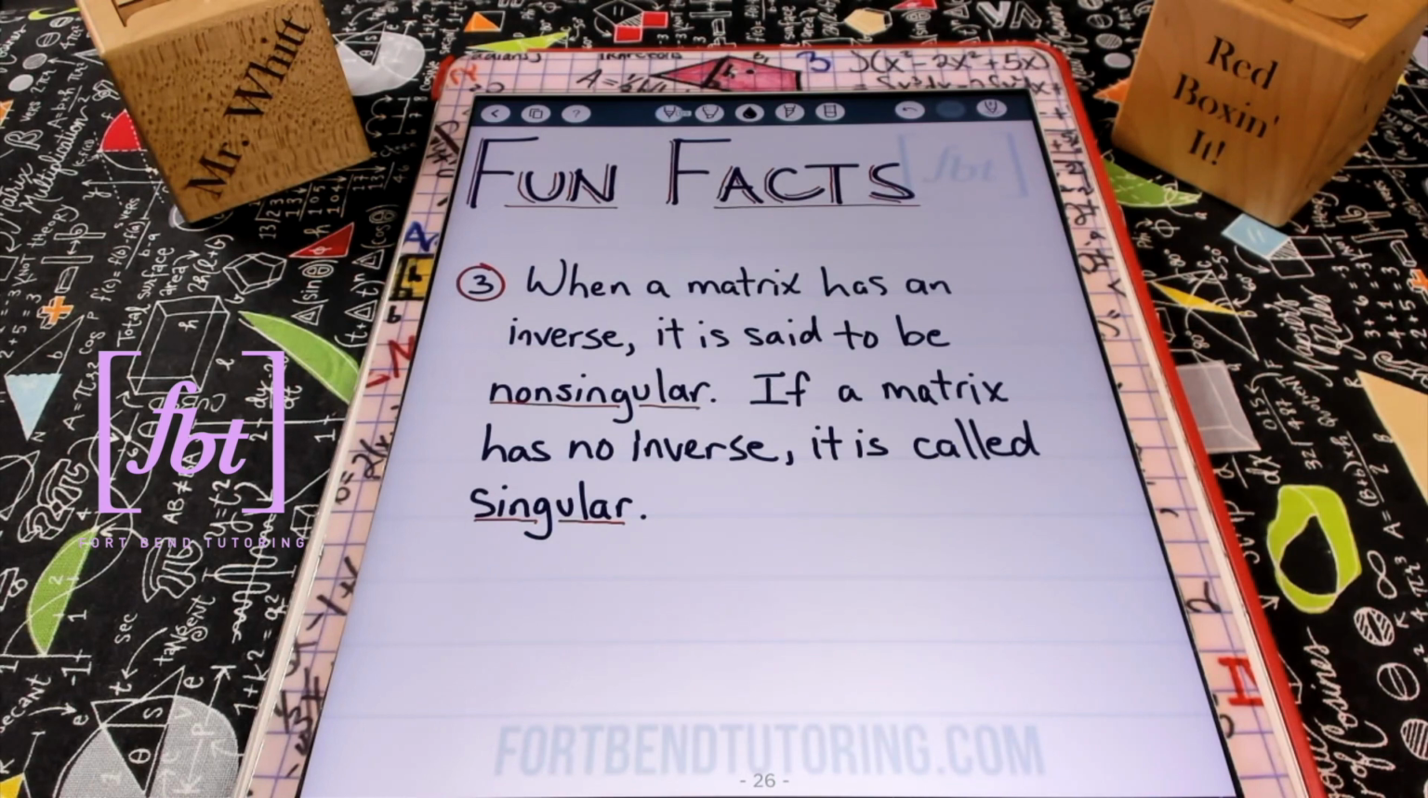Here we have fun fact number 3. Our fun fact is when a matrix has an inverse, it is said to be non-singular. If a matrix has no inverse, it is called singular. All right. So those are some good keywords to keep in mind as far as how matrices are labeled.